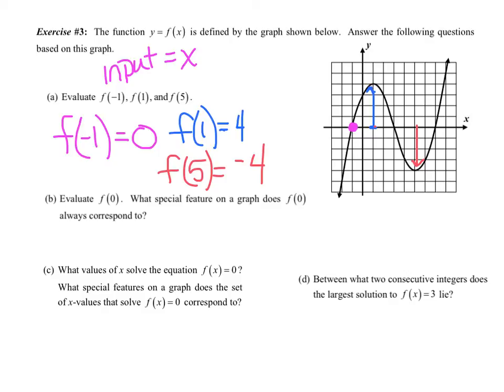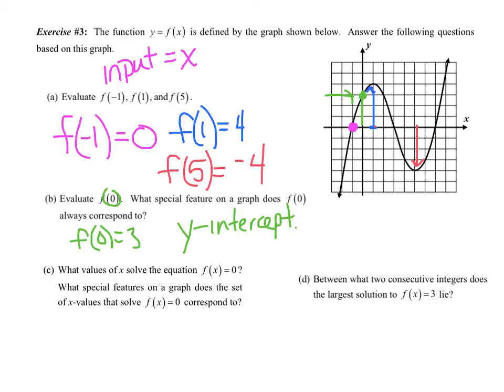B, evaluate f of 0. What special feature on the graph does f of 0 correspond to? Okay, so let's find f of 0. So I'm putting in 0, which is right at the origin there. Find the graph, so I arrow up, here's the graph, and f of 0 equals 3. And what does that correspond to? Well, it's right on the y-axis, so remember that's called the y-intercept.